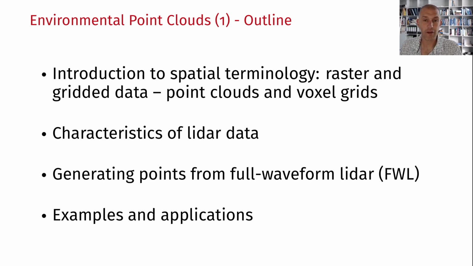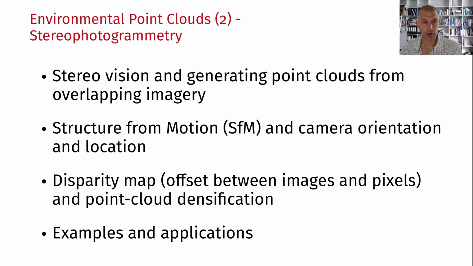Now we are moving away from the LiDARs and we are going to look at stereophotogrammetry, and how we can use stereo vision methods to generate point clouds from overlapping imagery, how structure from motion helps us to calibrate a camera and orient a camera, and the following bundle adjustment then allows us to optimize the location. Disparity map is a process that measures the offset between features, and that allows us to generate the depth or the dense point cloud that you are likely familiar with. And last but not least, I'm going to show some examples.